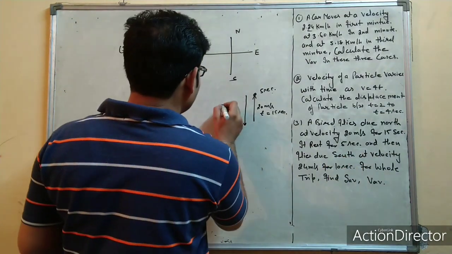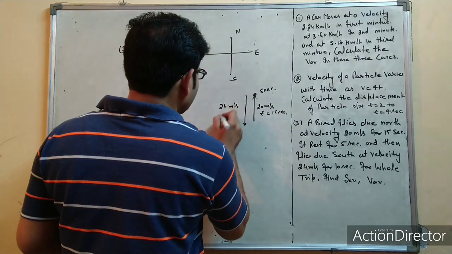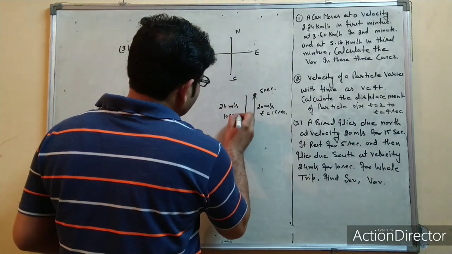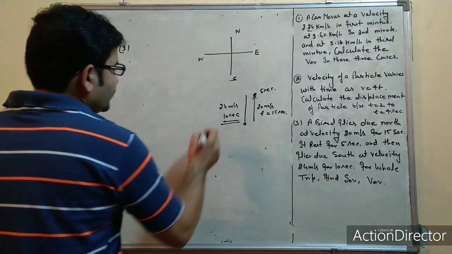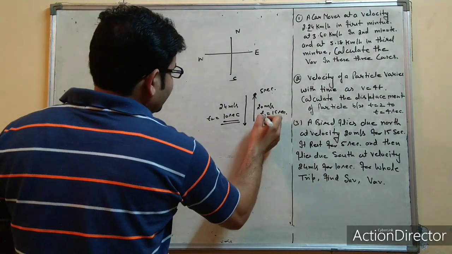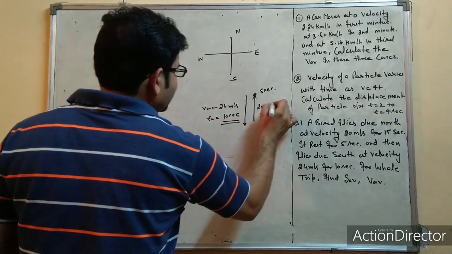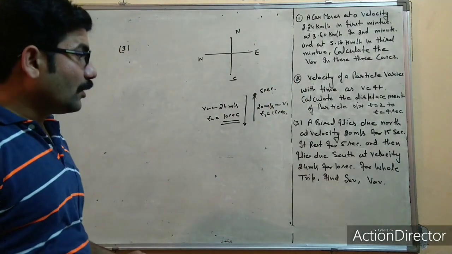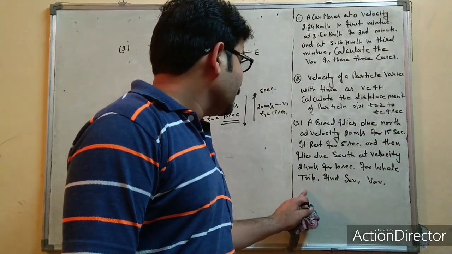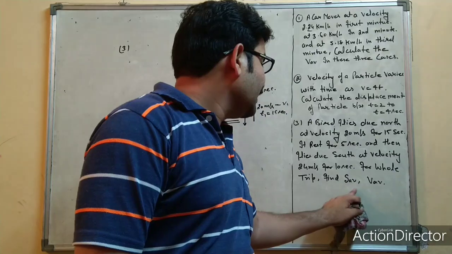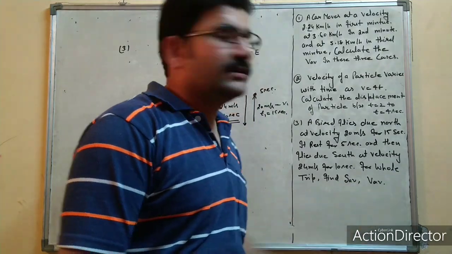10 seconds, 24 meters per second, and time is 10 seconds. This is time t2, and this is t1, and this is velocity v2, and this is velocity v1. Now for the whole trip, find the average speed and average velocity.